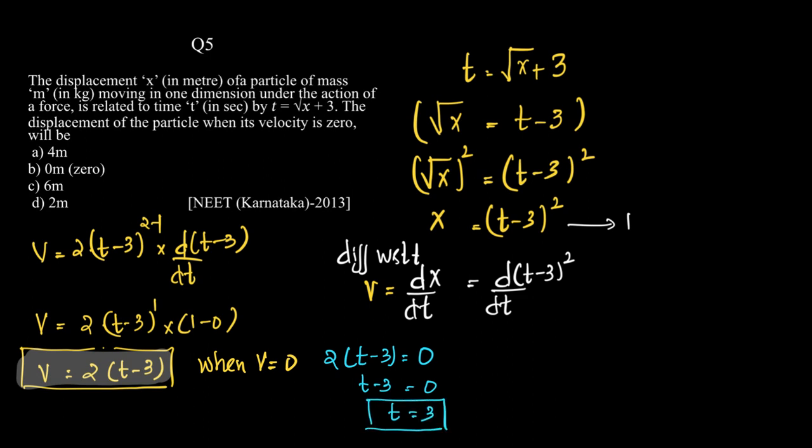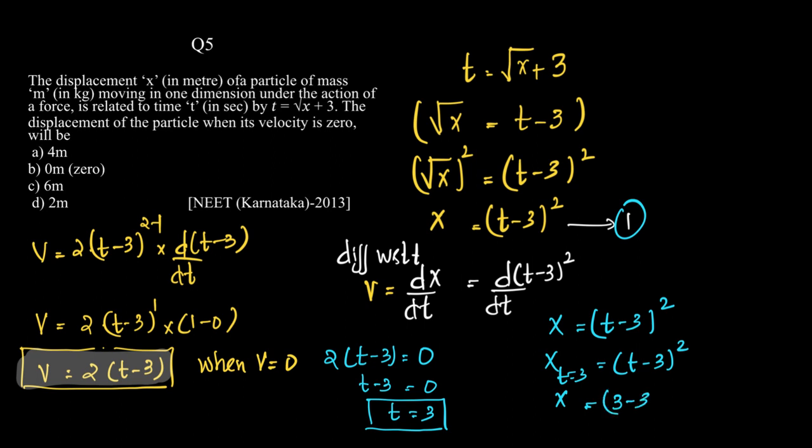So when t is equal to 3, what is the displacement? We need equation 1 here. So displacement x is equal to t minus 3 the whole square. So x at t is equal to 3 is equal to 3 minus 3 the whole square, and therefore x is equal to 0, which means it is not that the distance traveled is 0, it is the displacement that is equal to 0.